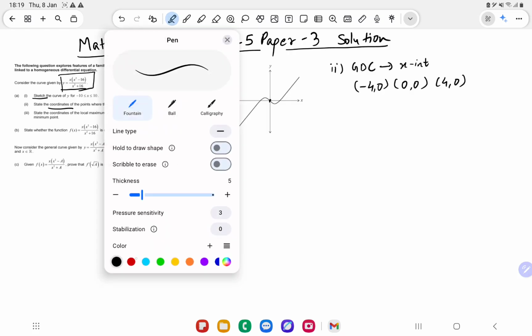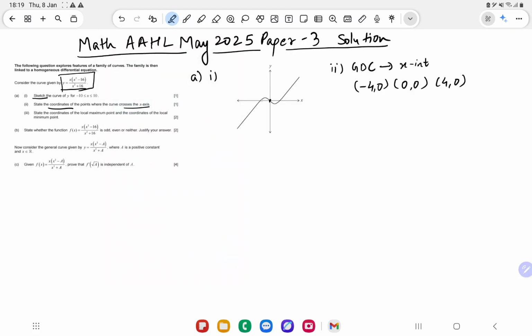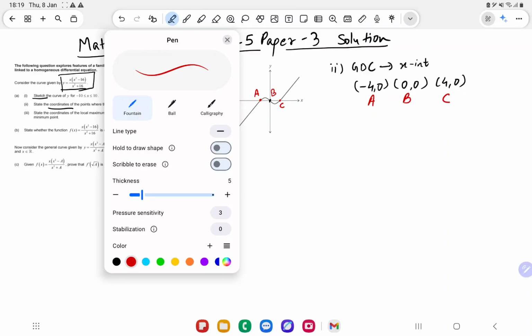If I mark these points as A, B, C, so this point is my A point, the black one is my B point, and this is my C point. So this is A, this is B, and this is C point. You can check in your graph as well.